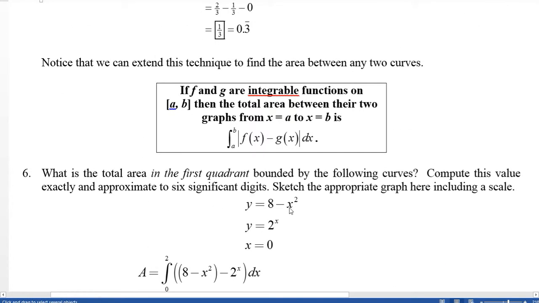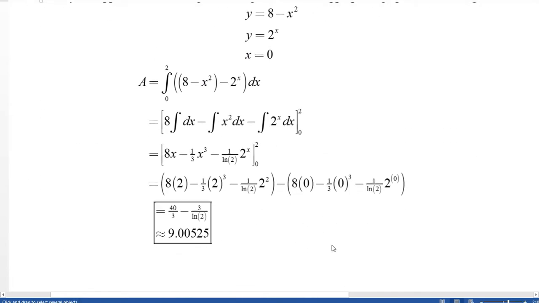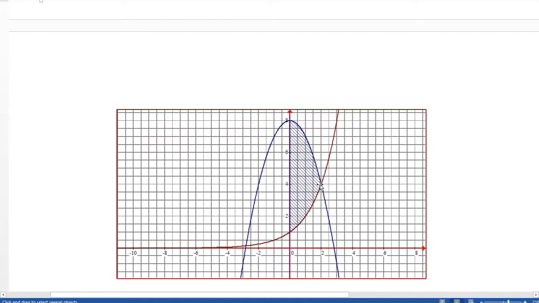Let's check that out. 2 squared is 4. 8 minus 4 is 4. 2 to the second is also 4. So it goes through the point (2, 4) on both of these graphs. So that's the point of intersection right there.